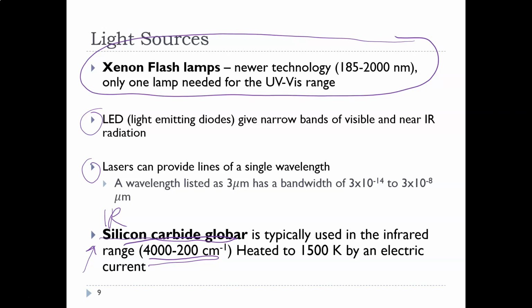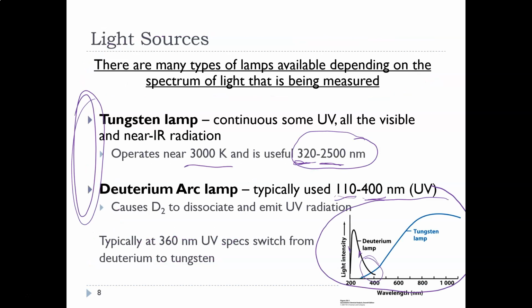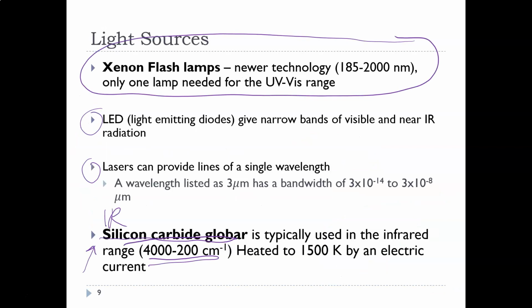So these are the light sources. I would be aware of those 3 scenarios. The tungsten and deuterium together works for UV vis, xenon by itself works for UV vis, and the silicon carbide glow bar works for IR.